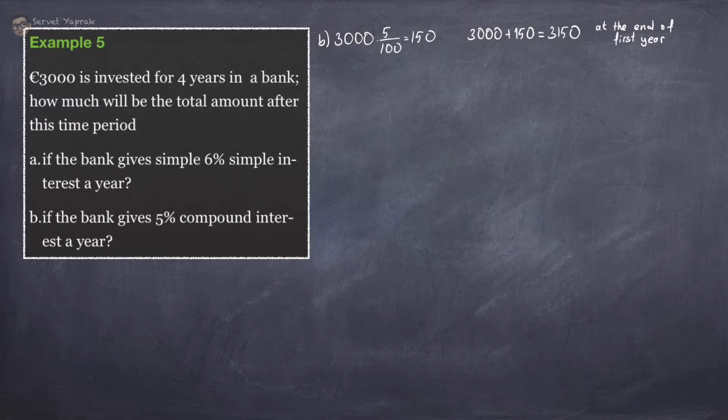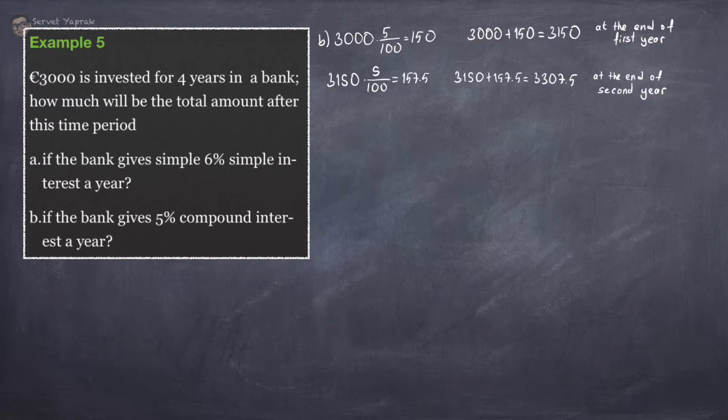Now, it is not like simple interest. Right now, in the second year, interest will apply to this amount, 3,150 euros, not 3,000 again. So right now in the bank, there is 3,150 euros at the end of the first year. So the bank will give 5% interest to this amount. So the bank will give 157.5 euros, and if we add this to our amount here, 3,307.5 euros will be in the bank at the end of the second year.